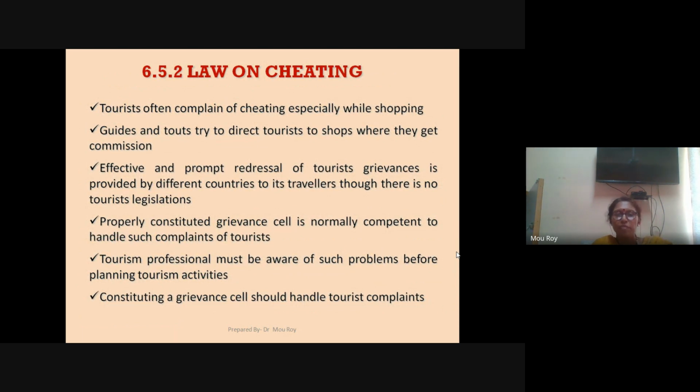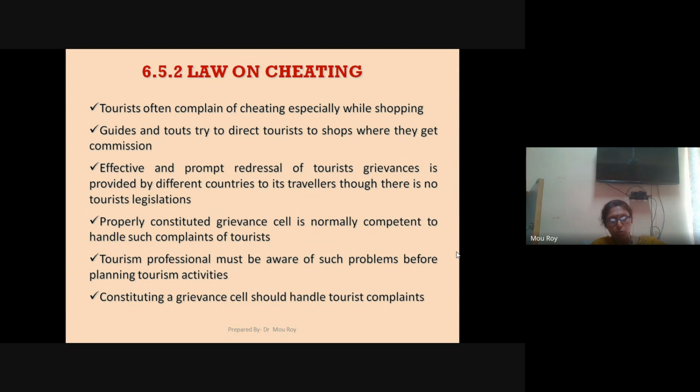You might have seen that many foreigners are sometimes cheated, and they take the help of the police officials and the courts, the law and order of the country. And obviously there are also grievance cells where the tourist can put their complaints. There are departments which handle those, and the tourism professional must be aware of what type of problems usually take place. So they should be very much aware of such problems before planning tourism activities, and constituting a grievance cell should handle tourist complaints in an effective manner.